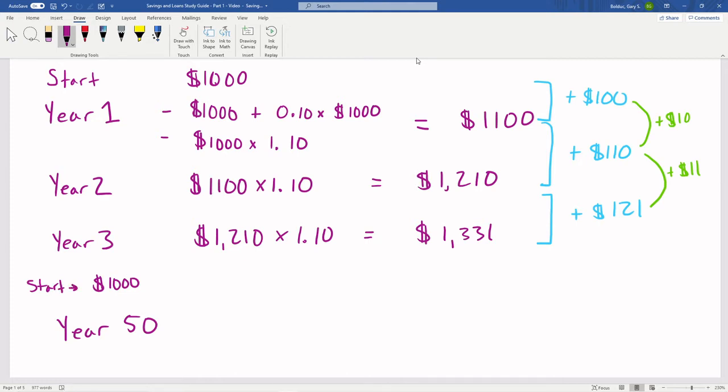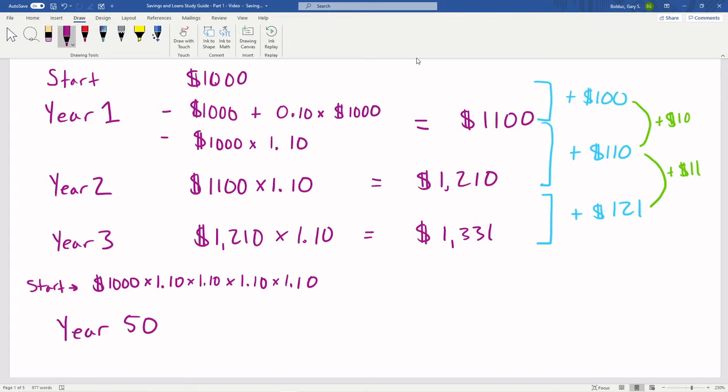Year 1, what did we do? We multiplied by 1.10. All right, we got to year 2. What did we do? We multiplied by 1.10. Year 3, what did we do? We multiplied by 1.10. Year 4, what do you think we're going to do? We're going to multiply by 1.10.